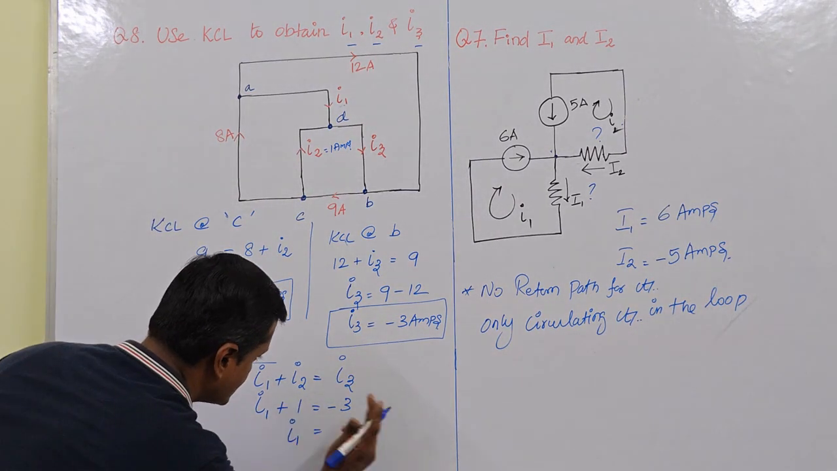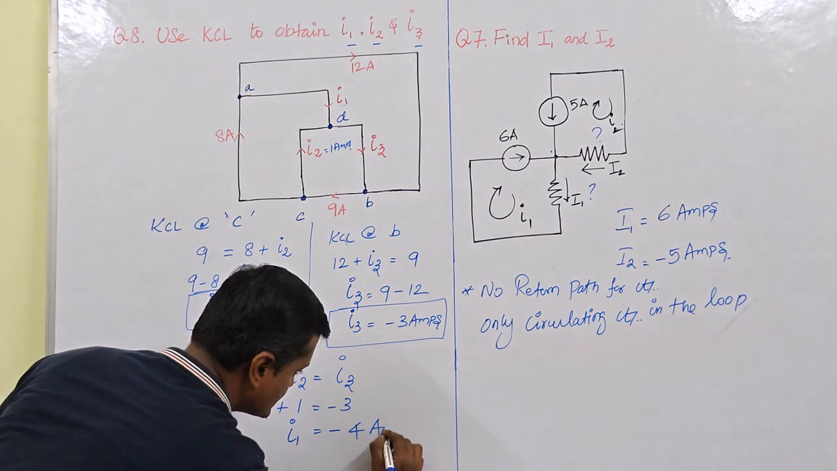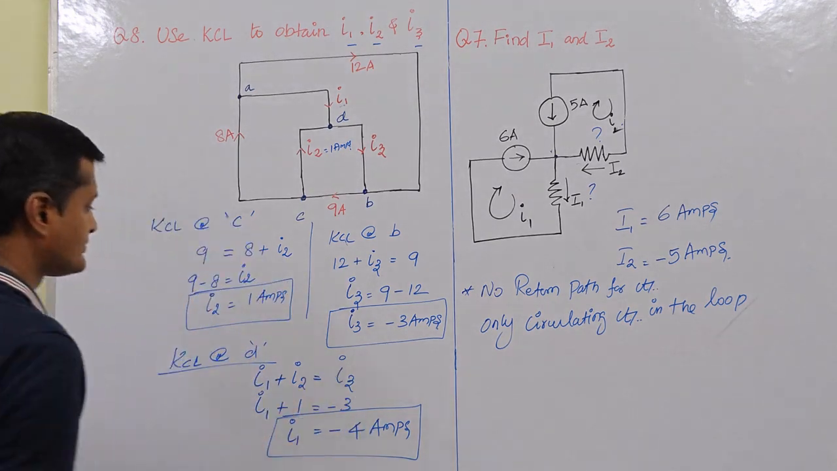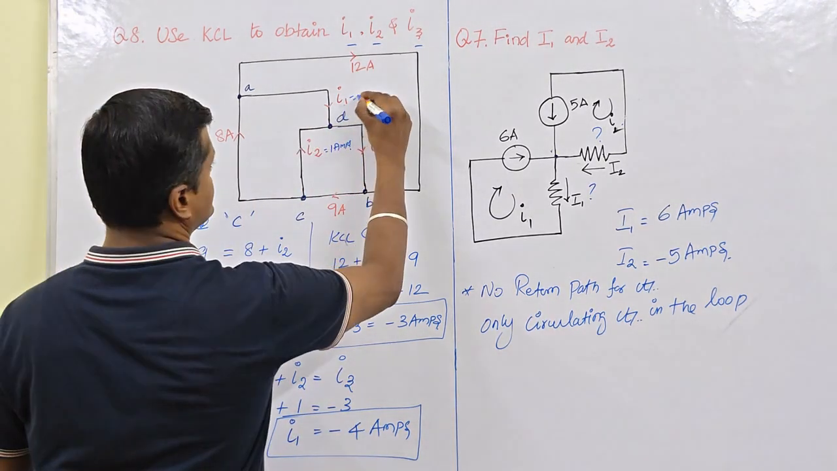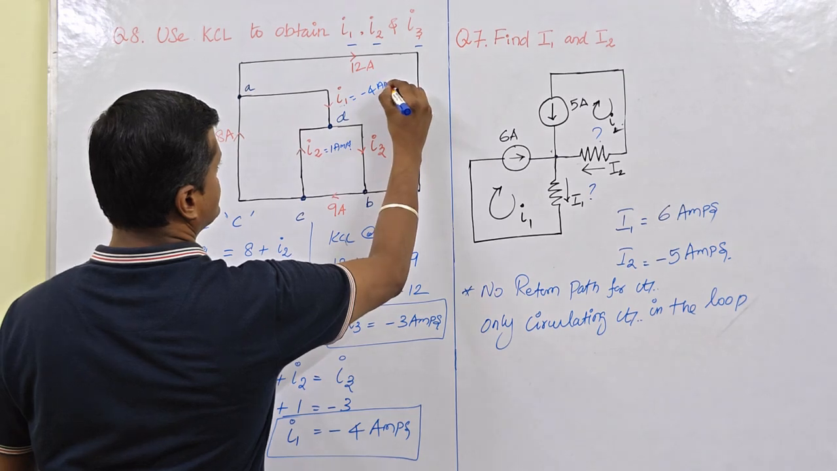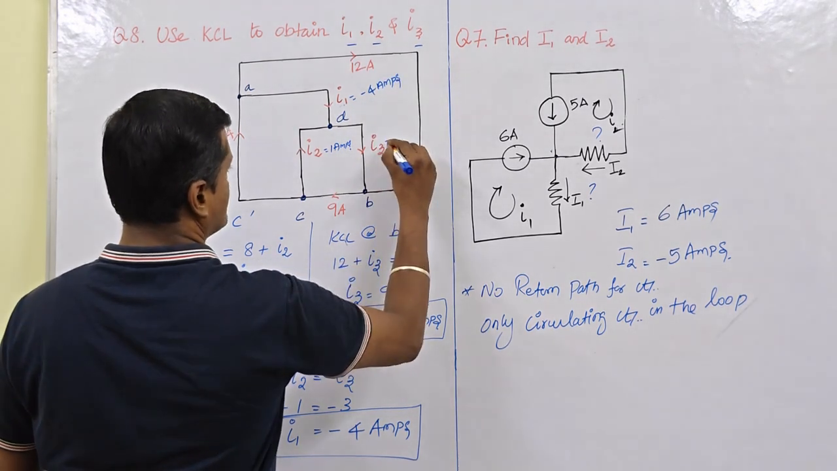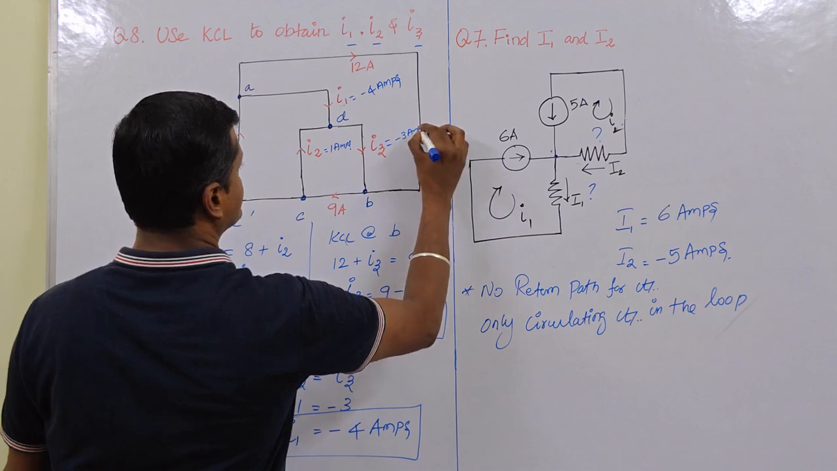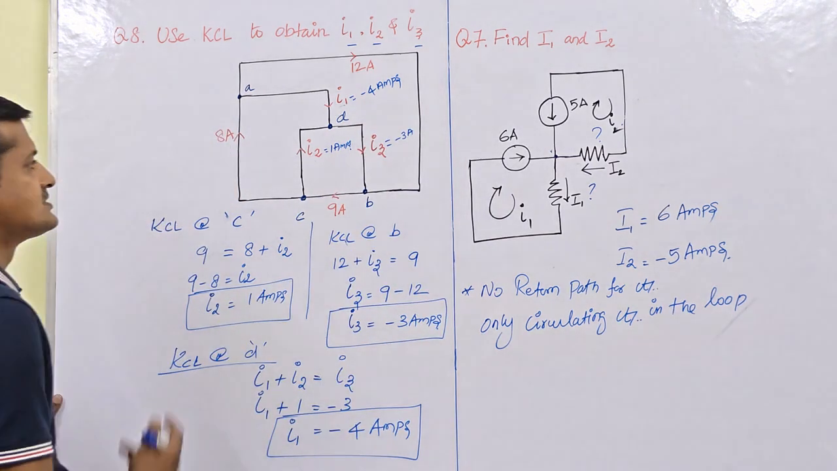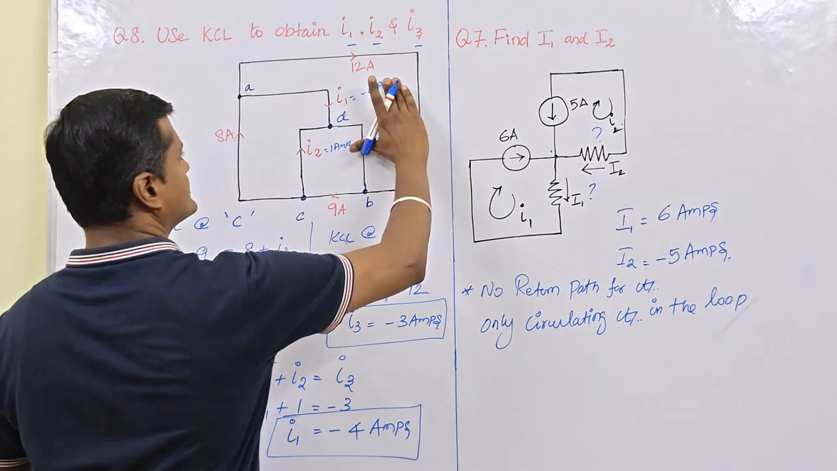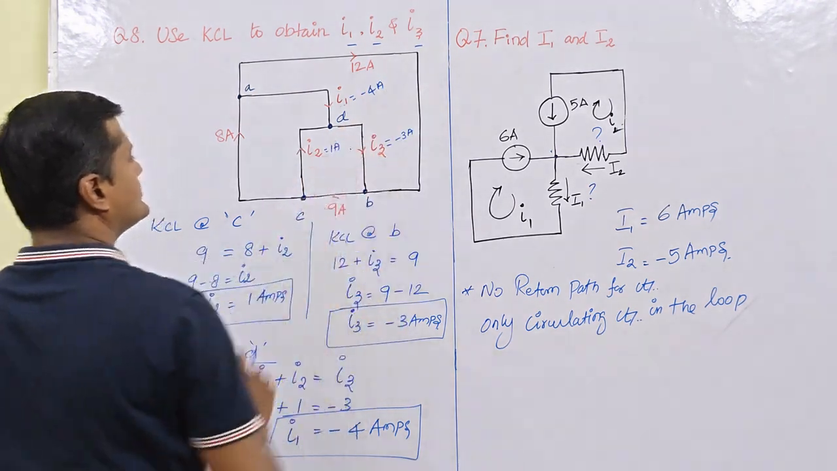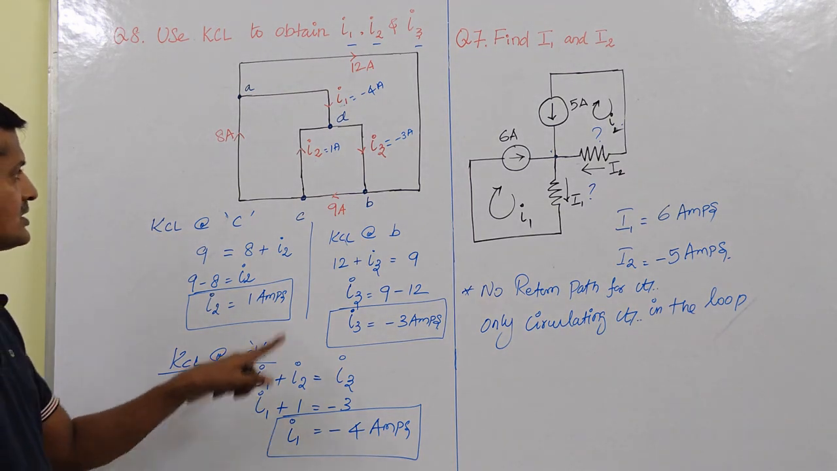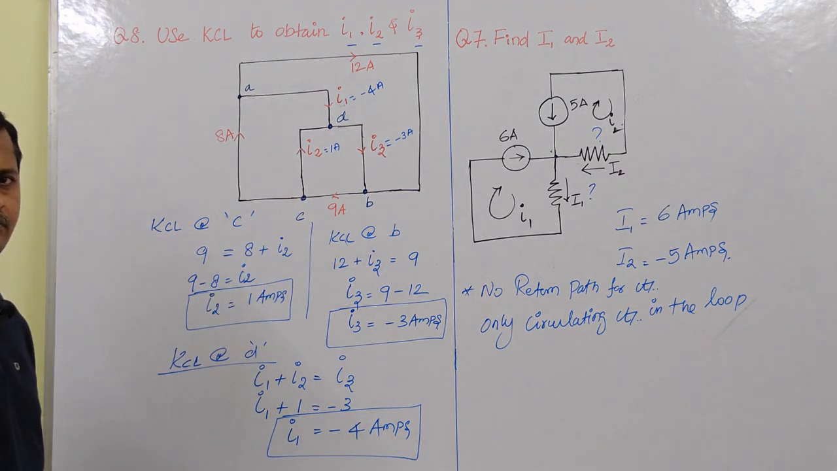So what is the value of I1? I1 is equal to minus 3 minus 1, that is minus 4 amps. So I1 equals minus 4 amps, I3 equals minus 3 amps, and I2 is 1 amp. This is the value. So I1, I2, I3. Right?